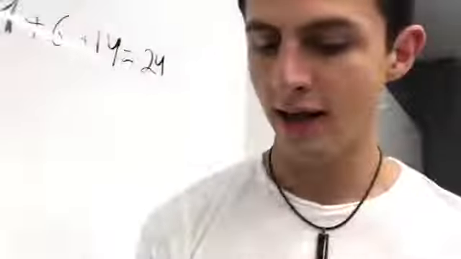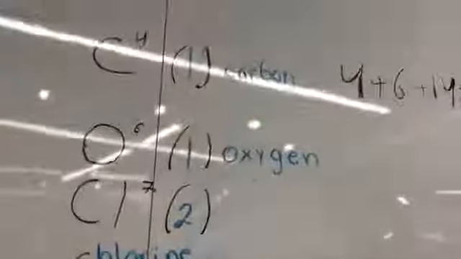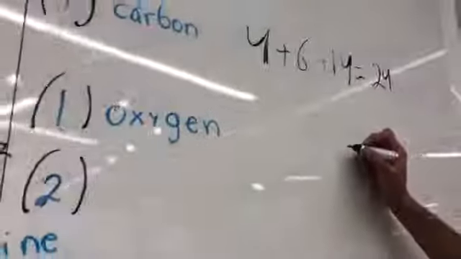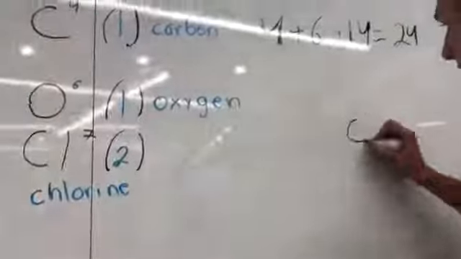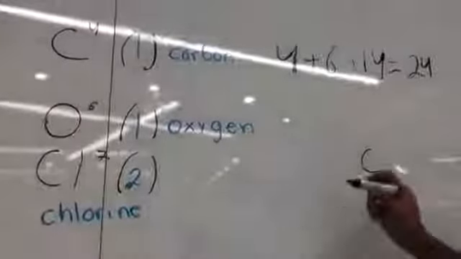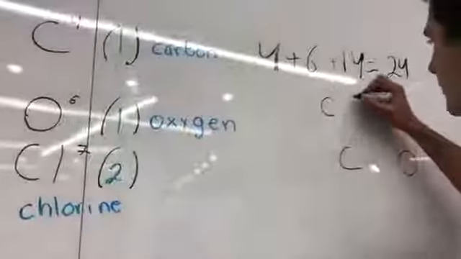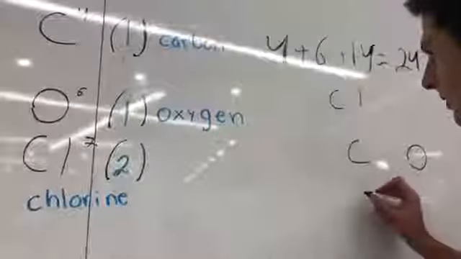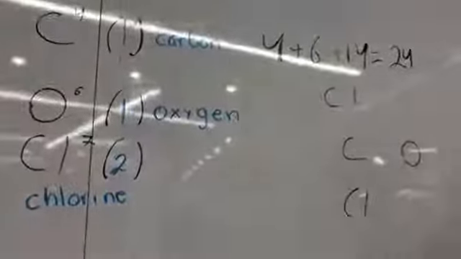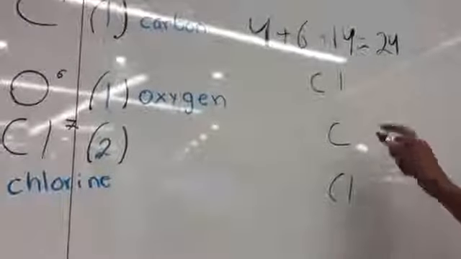First of all, we have to put the carbon in the middle, right? We have to put an oxygen here and the 2 chlorine, one on the top and one on the bottom. Okay, so we have to do the same.